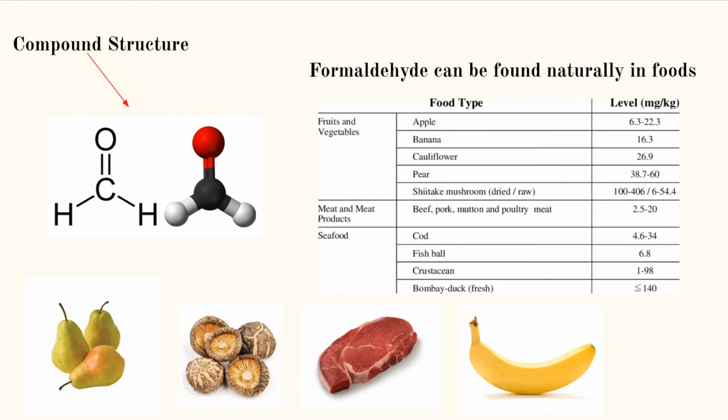However, this should not be a safety concern for us. Once cooked, the formaldehyde found can be eliminated from the mushrooms. Other foods that contain formaldehyde are bananas, pears, beef, seafood, and pork, just to name a few. Now let's talk about its use in medicine.